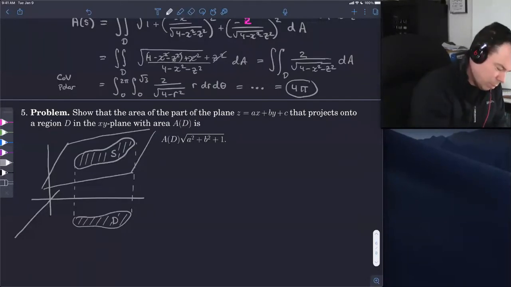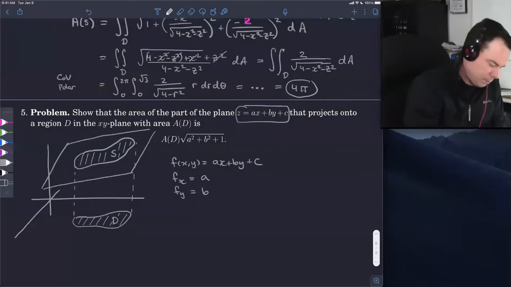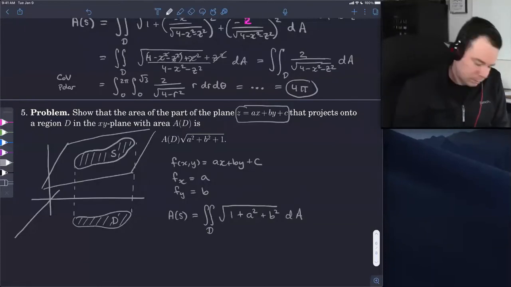So we're looking at this plane. That's going to be our function. So f of x, y is equal to ax plus by plus c. We're going to get its x partial, that's a. Its y partial, that's b. So then what is the area of S? The area of S is the integral over that region D of the square root of 1 plus the x partial squared plus the y partial squared dA. So that's our surface area formula.